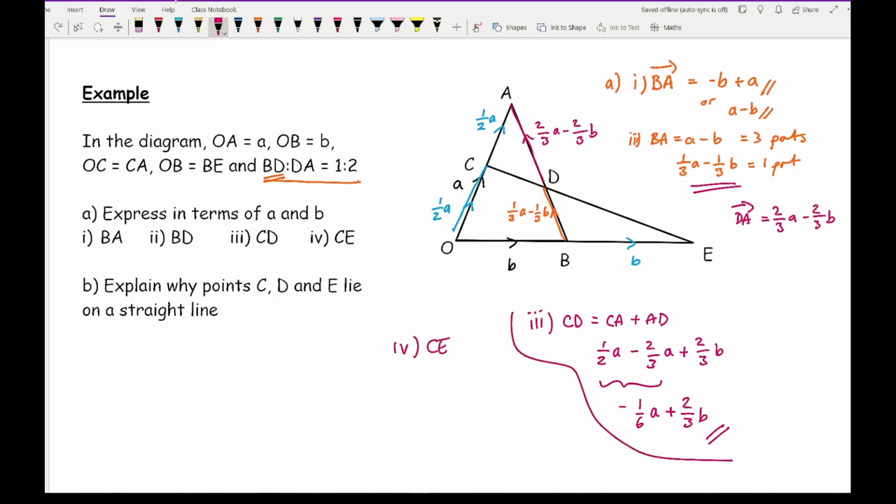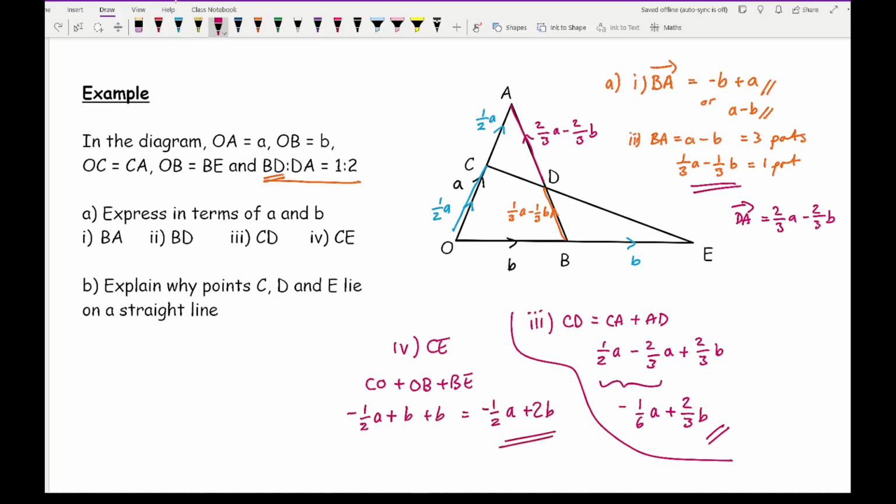And C to E, so C to E, I'm going to go from C to O, and then O to B, and then B to E. I could just do it in one straight line, but that's absolutely fine. So C to O is minus a half A, and then I've got plus B, which gives me a final answer of a half A plus 2B.